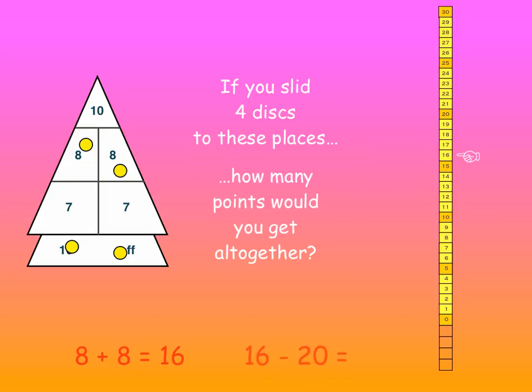Well, let's see. We have 16 minus 10 minus 10. So it's 16 minus 20. So we start at 16 and we subtract, going downwards, 1, 2, 3, 4, 5, 6, 7, 8, 9, 10, 11, 12, 13, 14, 15, 16, 17, 18, 19, 20. Did you figure that one out before I got there? Yep, -4. You get -4 points on that turn.